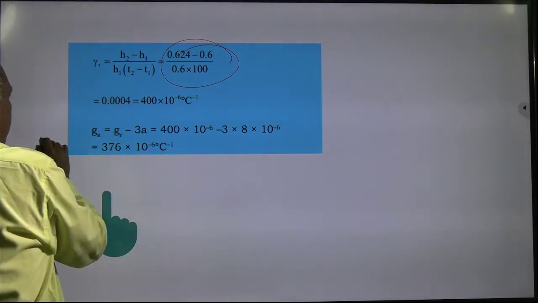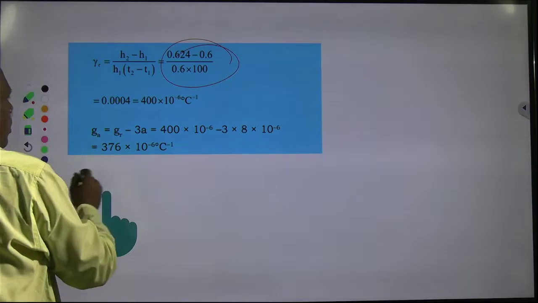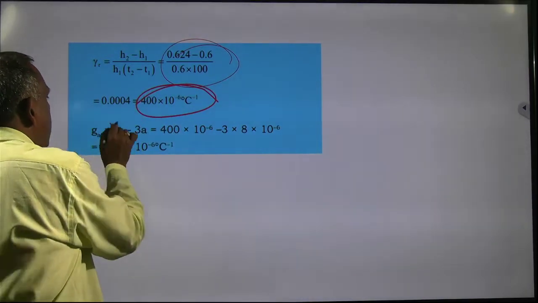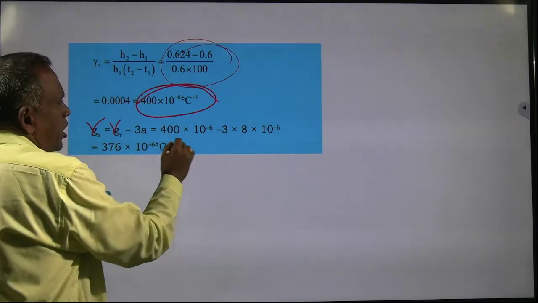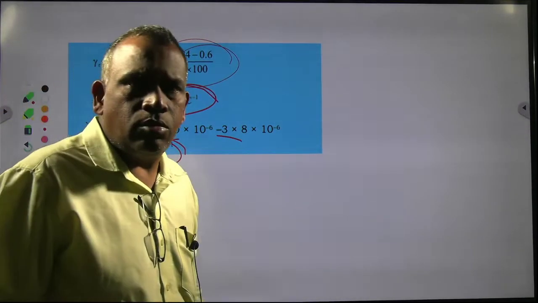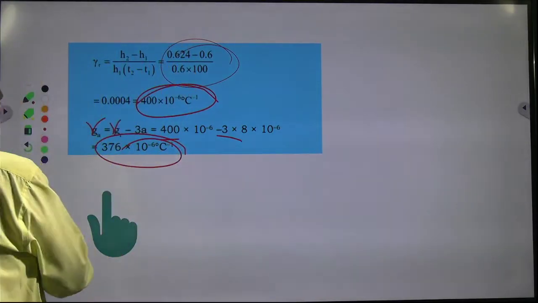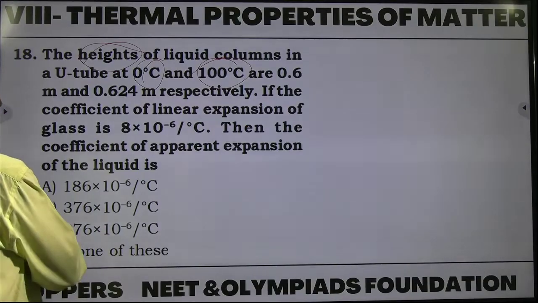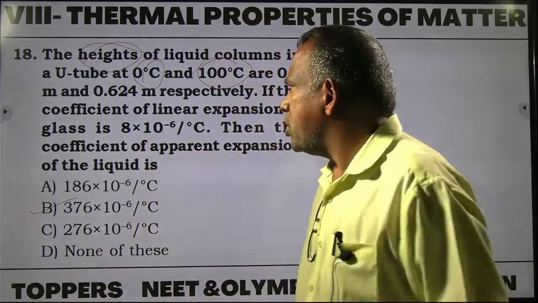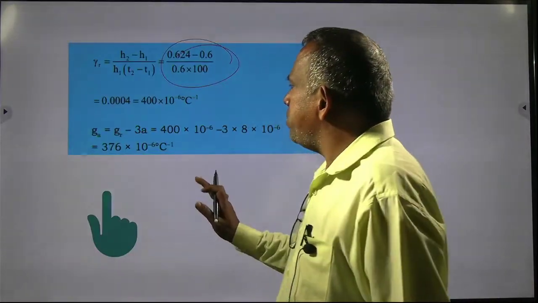So that 400 into 10 power minus 6, these are gamma R and gamma A. 400 minus 3 gives 376 into 10 power minus 6. So the answer is 376 into 10 power minus 6. Option B will be the correct one. The remaining options are wrong. This is about question number 18.